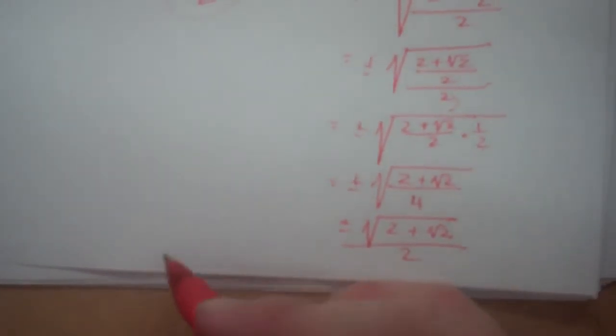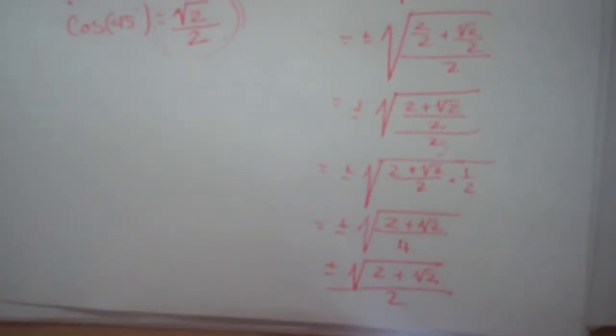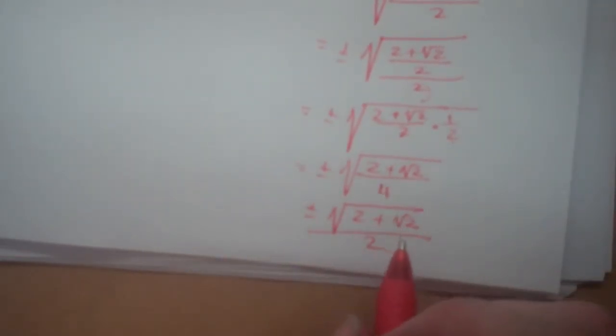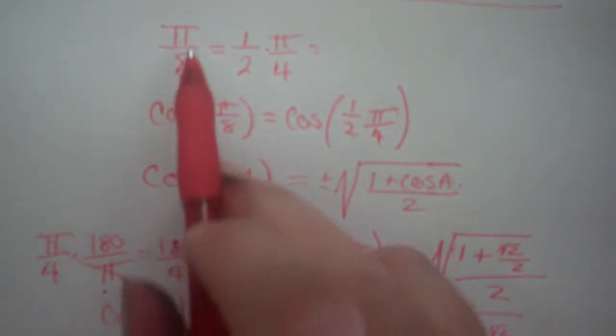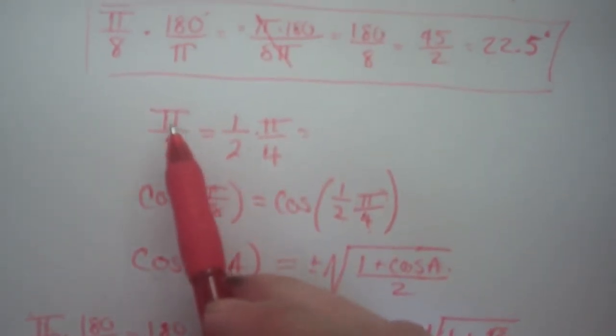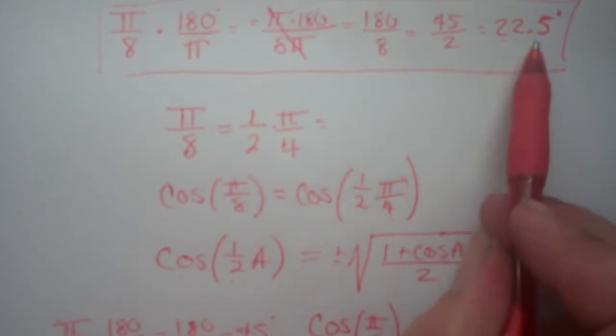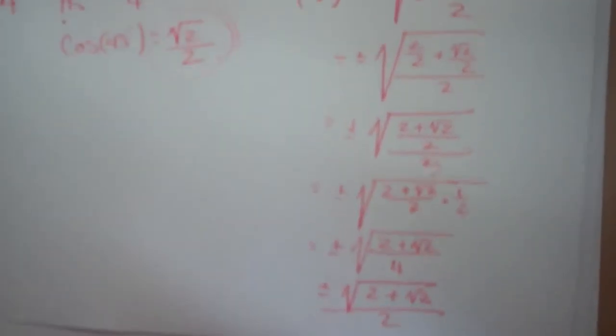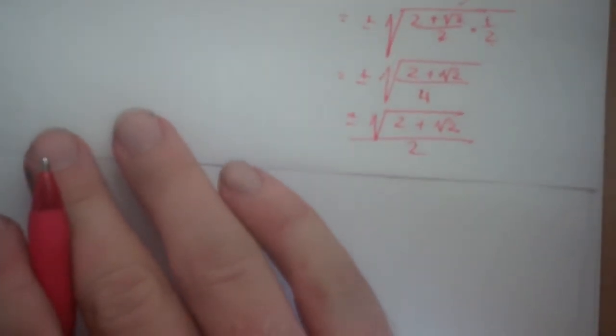So we get plus or minus radical 2 plus radical 2 over 2. Now, what sign should we use? Well, this was pi over 8, which we said was the same thing as 22.5 degrees. That's a first quadrant angle, which means that we should go with the plus version of that. And we'll see if we can clean this up at all.